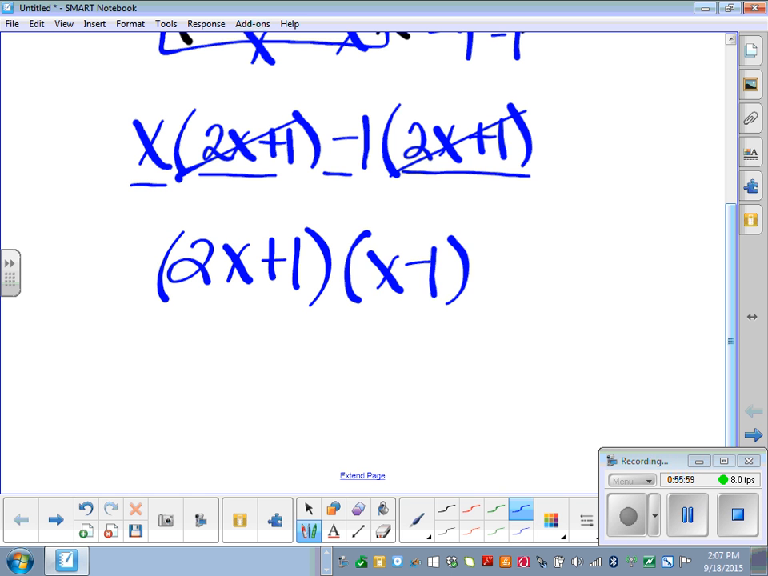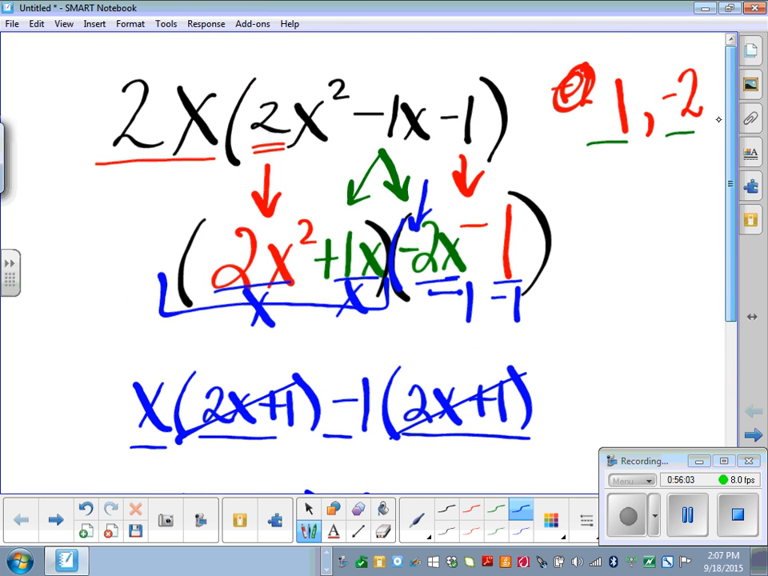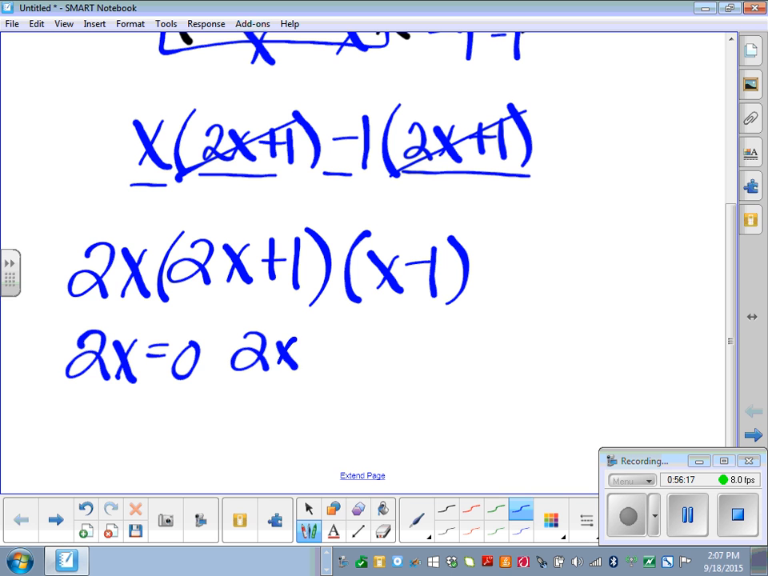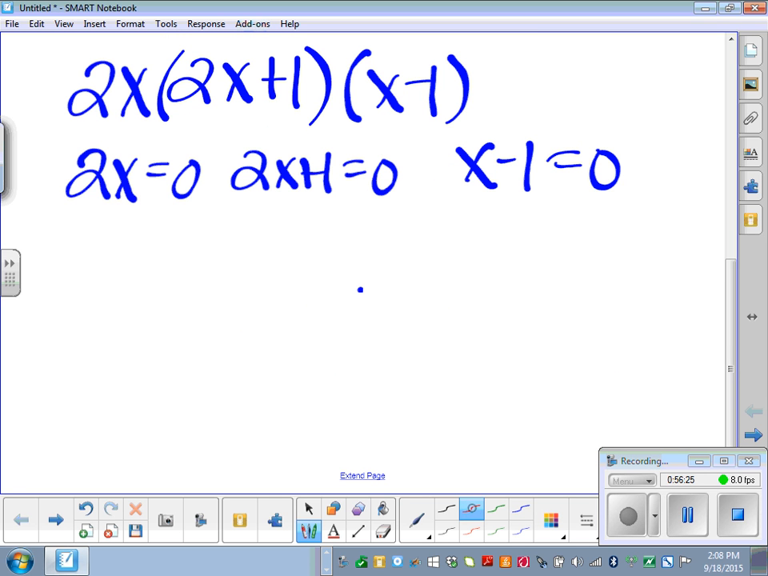and that leaves you with x minus 1. Now don't forget about that original 2x we had in the beginning problem, so just don't forget about it. We also had that 2 and x. And now that we factored it, we can set our factors each equal to 0 and solve. So 2x is equal to 0, 2x plus 1 is equal to 0, and x minus 1 is equal to 0. And then solve for x in each case.